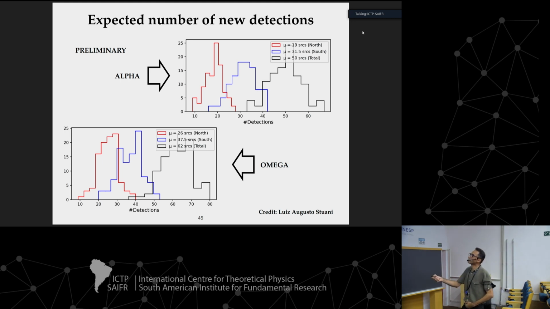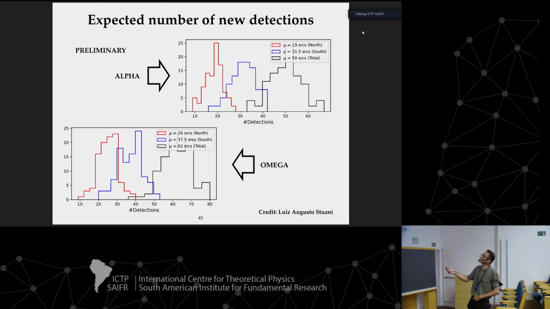This is a preliminary result for the alpha and the omega configuration. You see the number of detections for north in red, south in blue, and the total number, the sum of the two, in black, for the alpha and for the omega configuration. In the case of the alpha configuration, an average of around 50 sources, and for the omega it would be around 62 sources. It seems a low number, right? But remember that these are highly statistically significant sources. They are all 5 sigma.